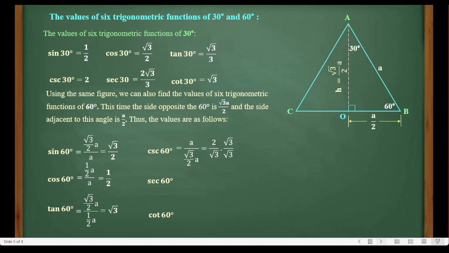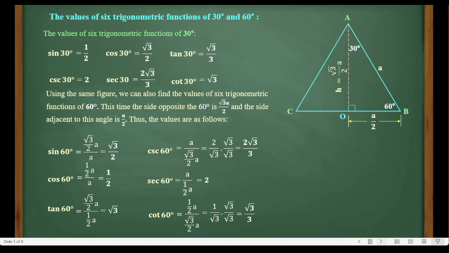So you rationalize the denominator. That will give you 2 square root of 3 over 3. And secant 60 degrees is 2. And cotangent 60 degrees is simply 1 over square root of 3. Of course, that is not yet simplified, so you rationalize the denominator, and the value is square root of 3 over 3. Okay?